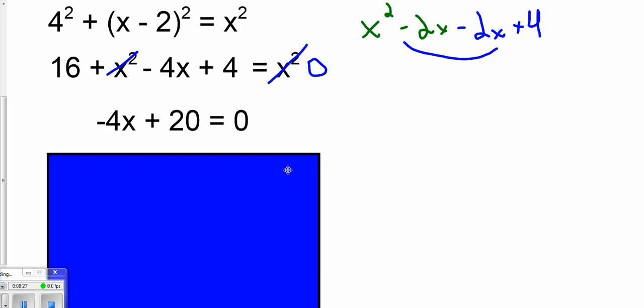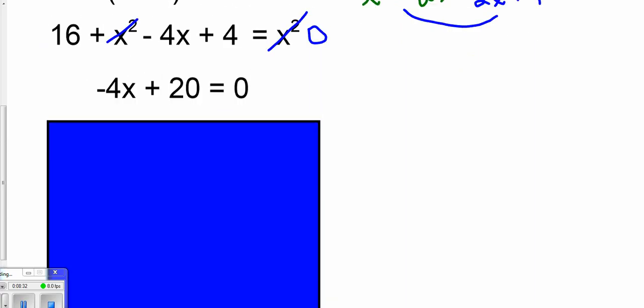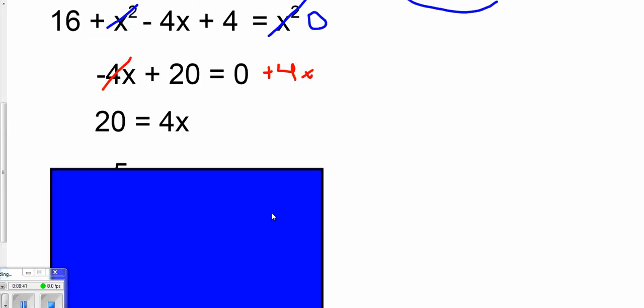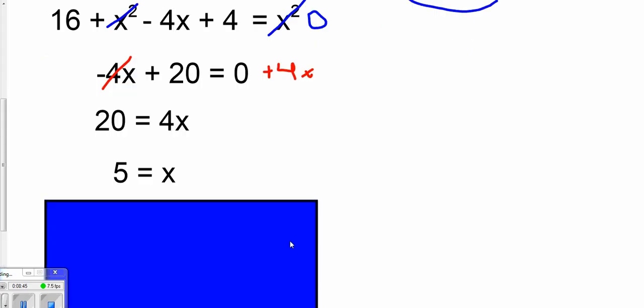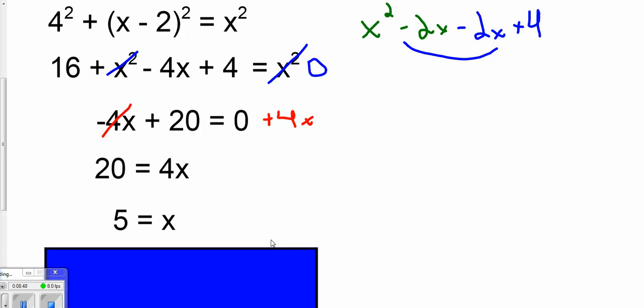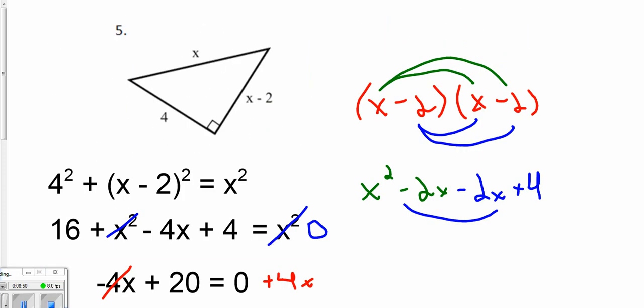Now how do we move one of these to the other side? Well, we could add 4x to both sides, so it would look like this: 20 equals 4x. Then we just divide both sides by 4, and we get that 5 equals x. Which means, looking back up here, if x is 5, we would have 5, 4, and 5 minus 2, which is 3. So we'd have 3, 4, and 5 as our side lengths.